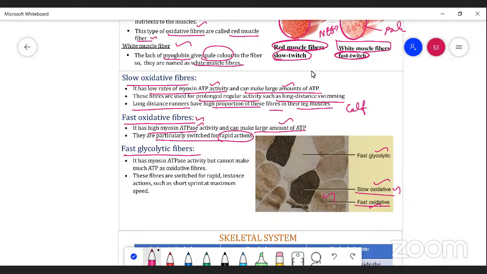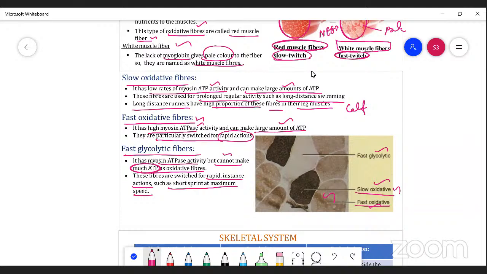It has myosin ATPase activity, but cannot make much ATP by oxidative means. You understand? It has myosin ATPase activity, but cannot make a large amount of ATP. These fibers are suited for rapid as well as instant action, such as a short sprint and maximum speed. This type of muscle activity is for maximum speed only in the body.